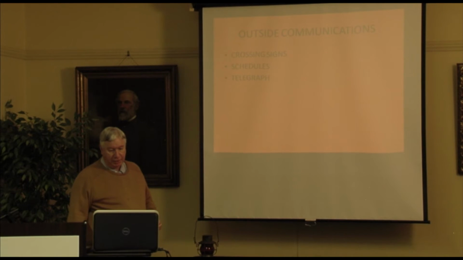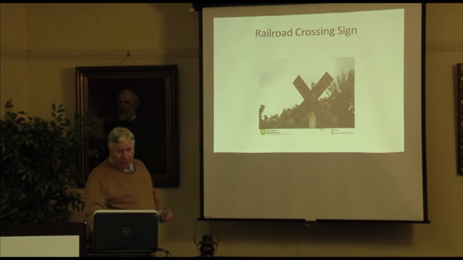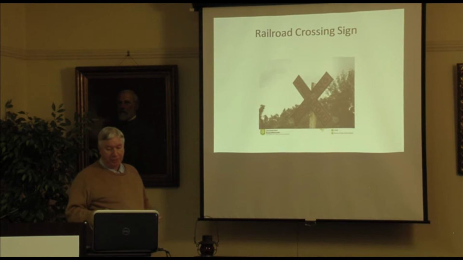Outside communications. This is communication between the railroad and the outside world. And it involves crossing sign schedules and, of course, the telegraph. The railroad crossing sign is really low tech, but it works. What it doesn't tell you is what direction the train is coming from or what time it's going to come there, but at least if you're going down a dirt road and you're getting ready to cross a railroad crossing, it tells you that there's a potential, because the saying is anytime is train time. So watch out.